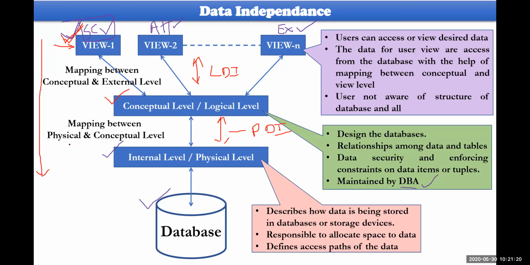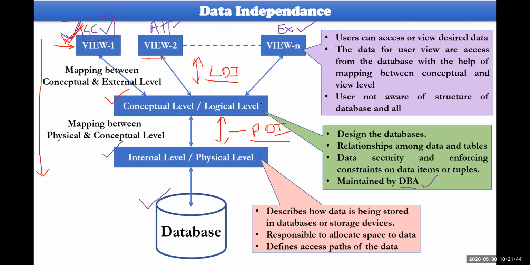Then that is called data independence. If modifications happen at the conceptual level and are not reflected in the internal level, then that is called physical data independence. If any modification happens at the external level and does not cause any modification at the conceptual level, then that is called logical data independence.